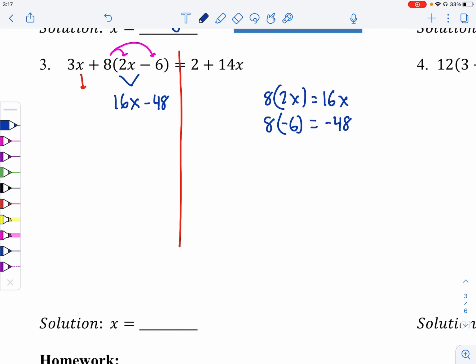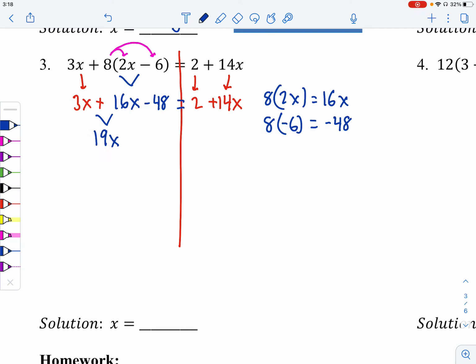Bring down what's left, so we have 3x. This comes down. 2 and 14x also comes down. Those are not like terms because they don't both have x's, right? One is a number, one is an x. So you can't combine those. Okay, so now we can combine like terms on the left side, right? We can see that we have 3x and 16x. That's going to combine to 19x's.